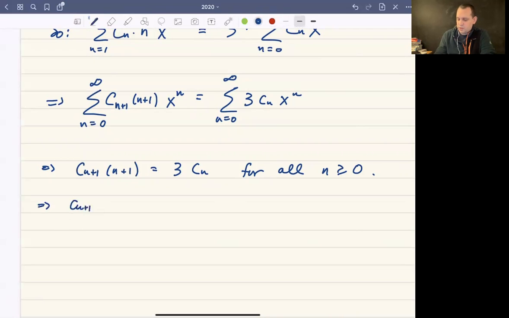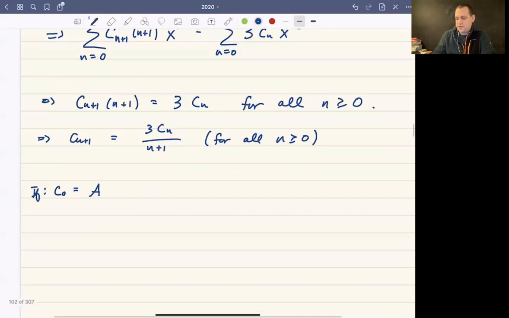C sub n plus 1 is defined as 3c sub n over n plus 1. This is how the sequence is going to be defined for all n greater than or equal to 0. Now I don't give you the initial value, and we'll see how that works. So let's just say that the initial value is a. So if the initial value is a, then let's think about what's c1.